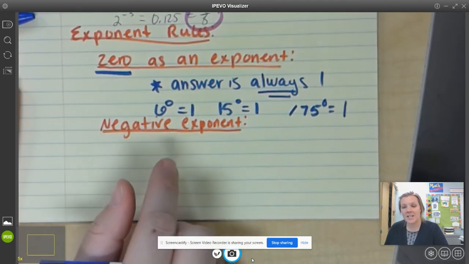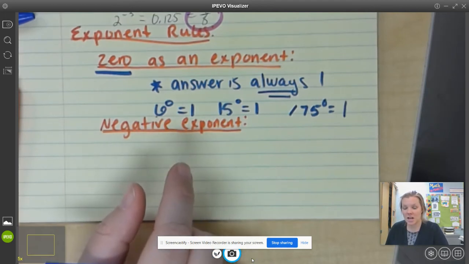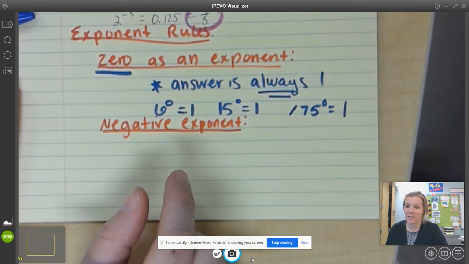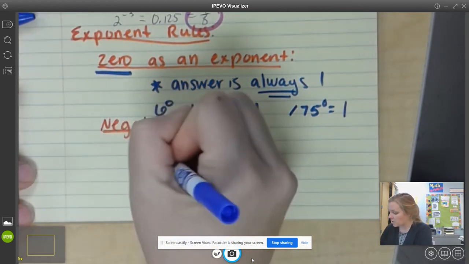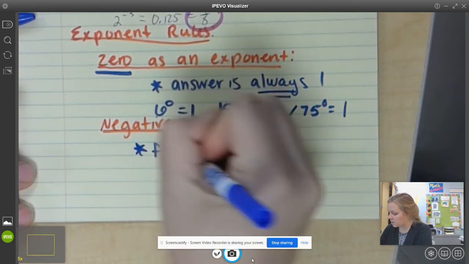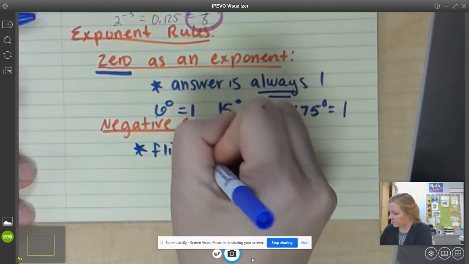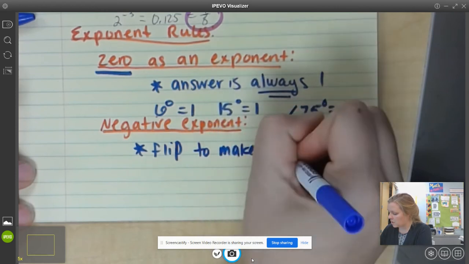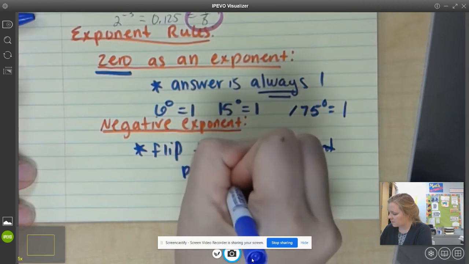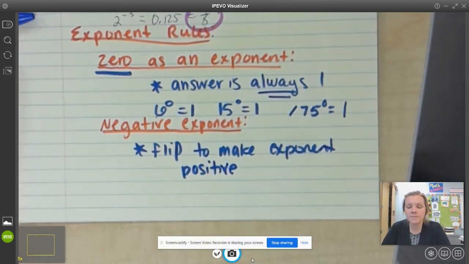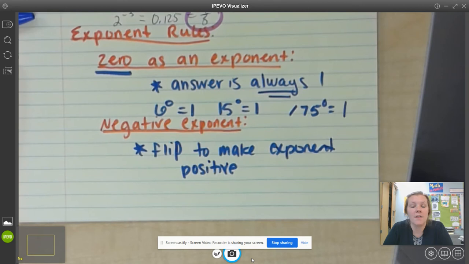The second rule is negative exponents, and this one is historically the most challenging for 9th graders, but I know that you guys can do this. With negative exponents, we're going to flip them over. Flip to make the exponent positive. That's kind of the general rule. We're going to flip the problem over, make it a fraction or the reciprocal in order to make the exponent positive.